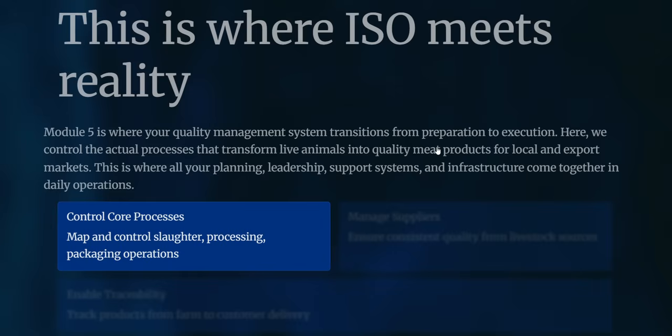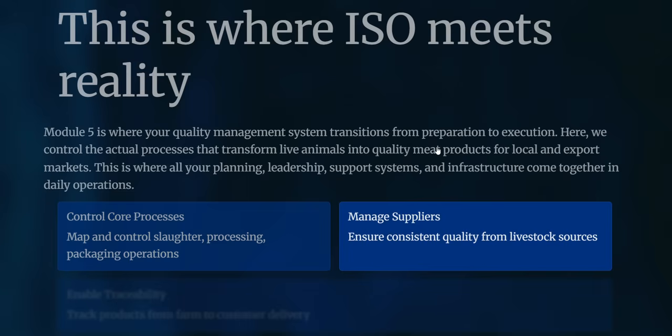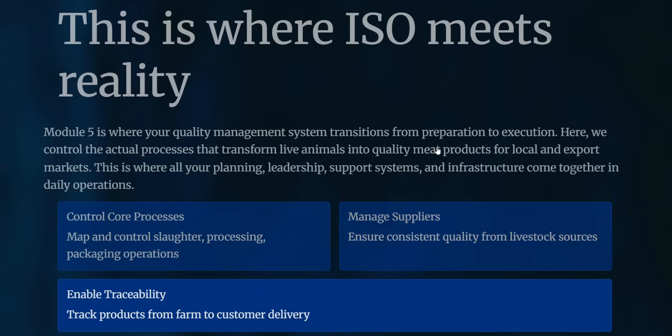First, control core processes. We are going to map and control slaughter, processing, and packaging operations together today in Module 5. Secondly, we are going to manage suppliers by ensuring consistent quality from livestock sources. And we are going to enable traceability by tracking products from the farm to customer delivery.